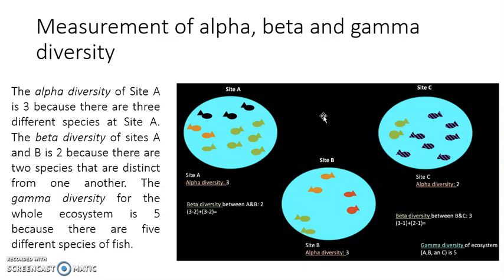So the gamma diversity of this black rectangle is 5. This is the method by which we can measure the alpha, beta and gamma diversity of regions.